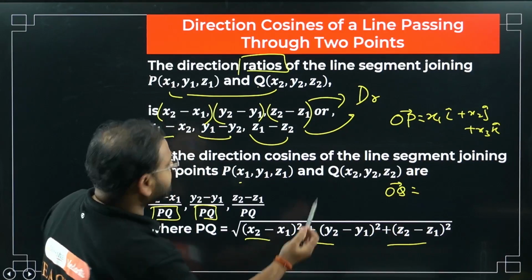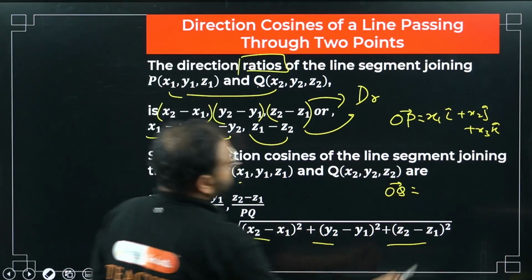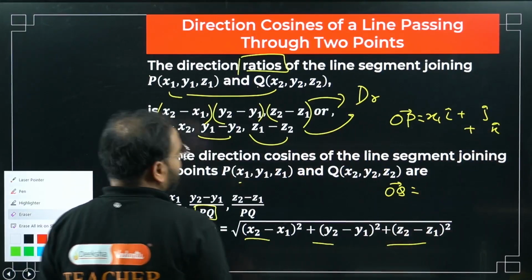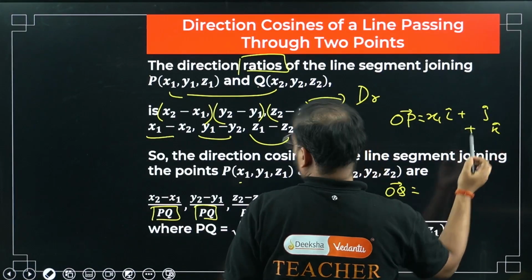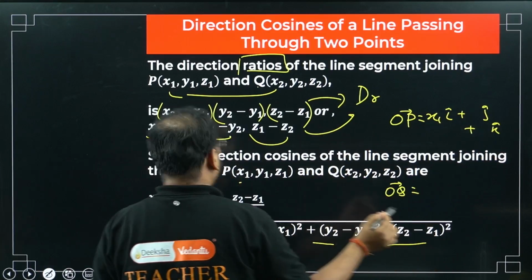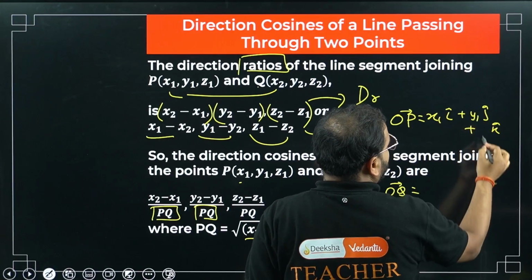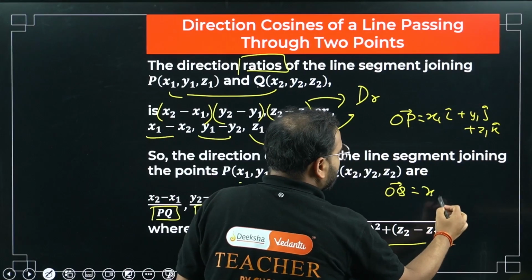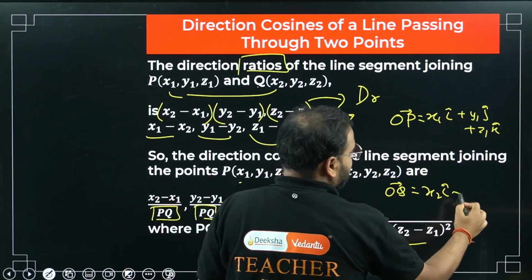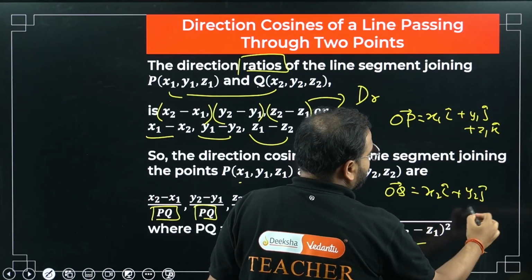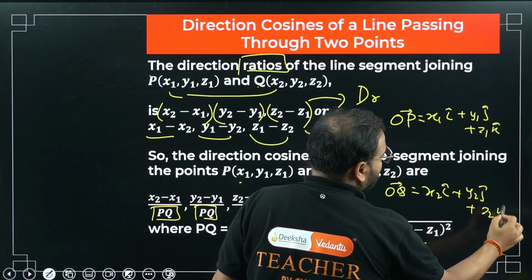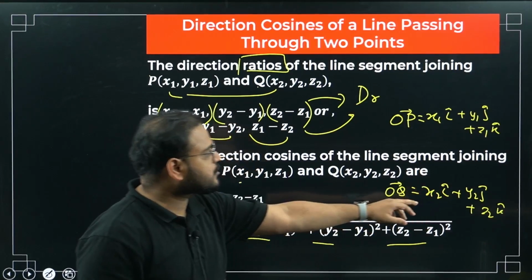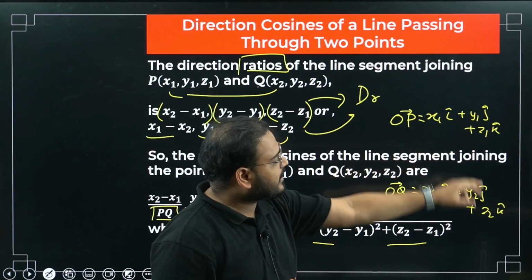So OP is x1 i cap, y1 j cap and z1 k cap, and for OQ I get x2 i cap plus y2 j cap plus z2 k cap. So what is the position vector of PQ going to be? It is the difference of these: x2 minus x1, y2 minus y1, and z2 minus z1.